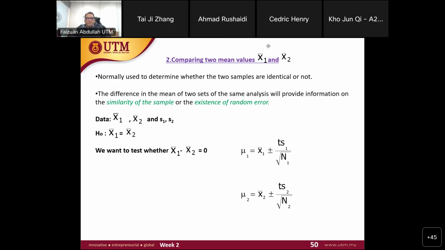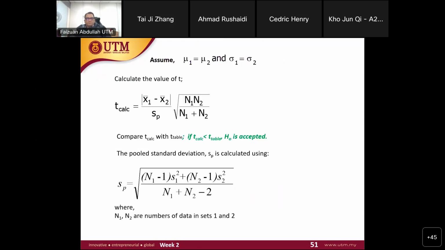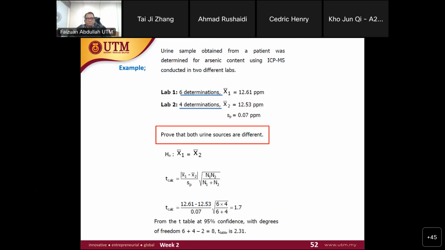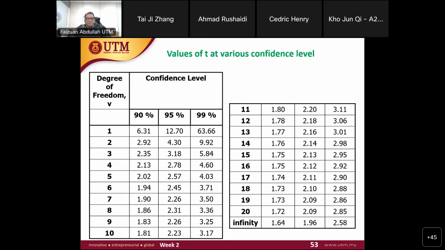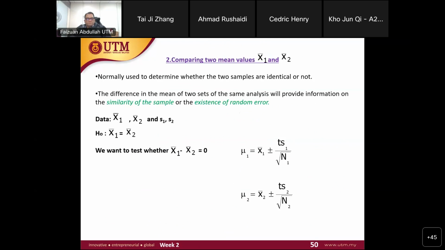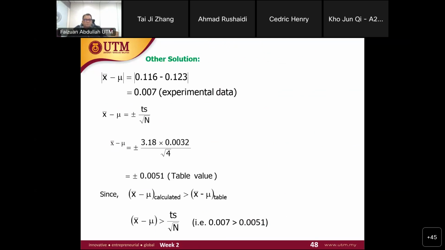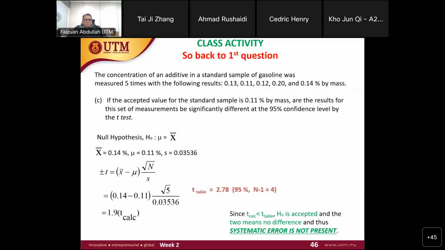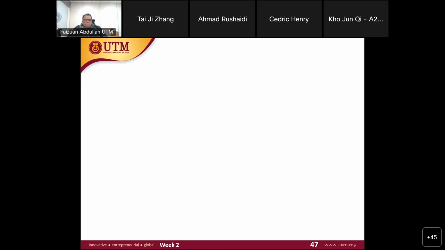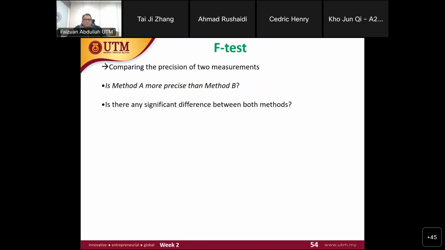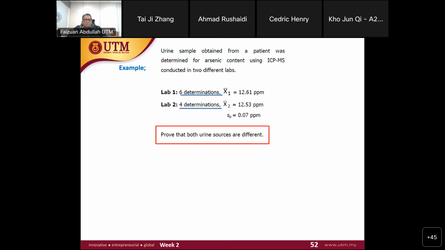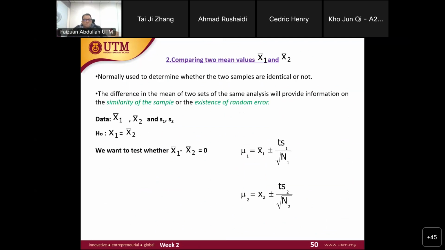Okay, now comparing two mean values. Sorry. Normally used to determine whether the two samples are identical or not. Sorry, okay. Let me identify the notes.